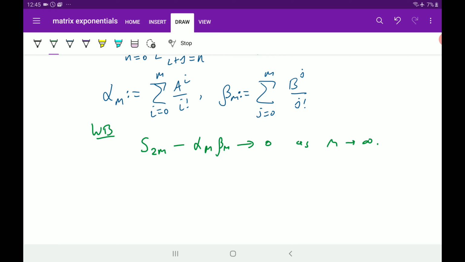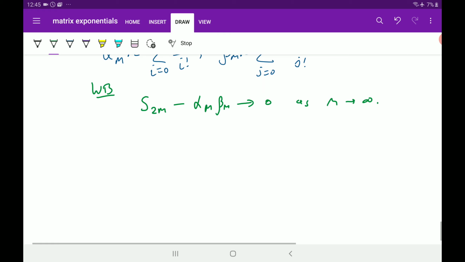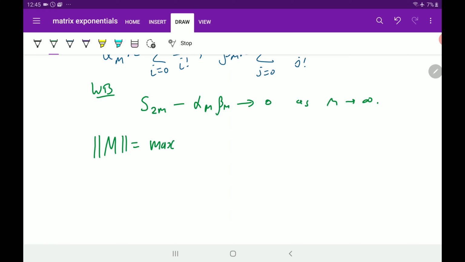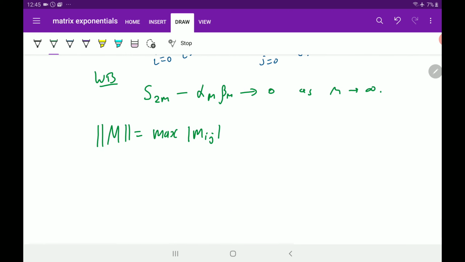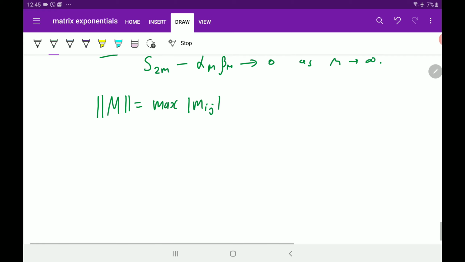So let's define the norm of M to be the maximum norm, right? Because there are different ways to define the operator norm, and they're all equivalent. You've got all the way from the one norm to the infinity norm, and they're all equivalent for finite dimensional spaces. So it's convenient to talk about the infinity norm of M. So we just take the maximum of the entries. And in this norm we want to show that the difference goes to 0 as m goes to infinity.